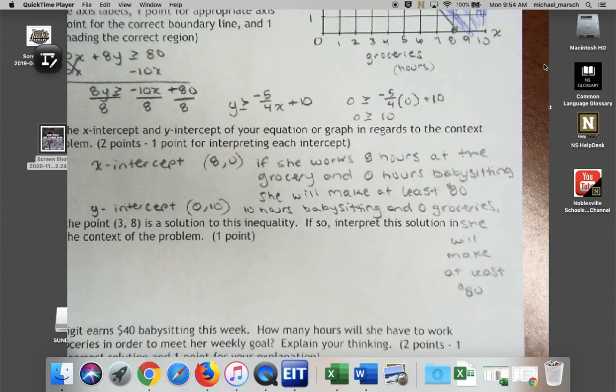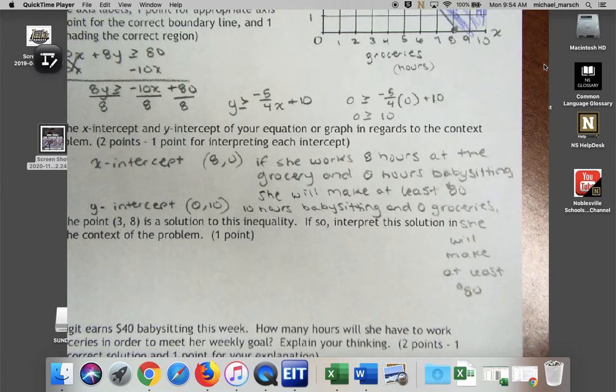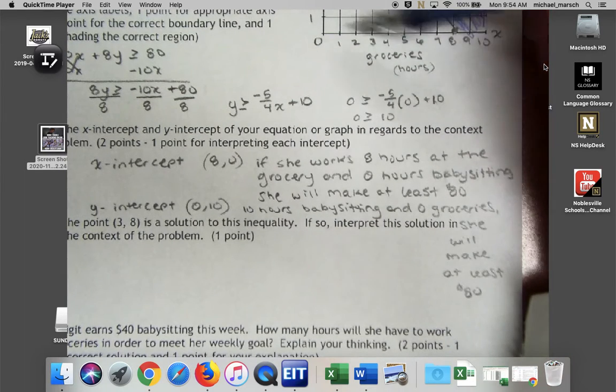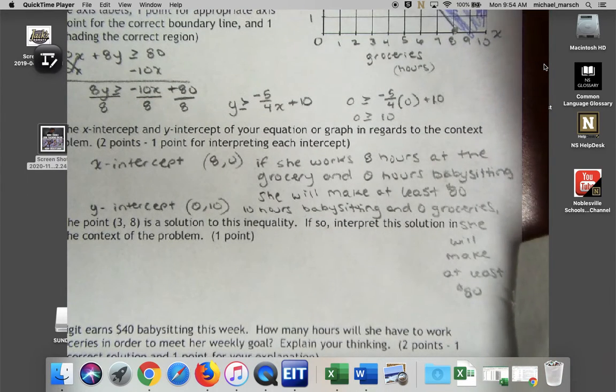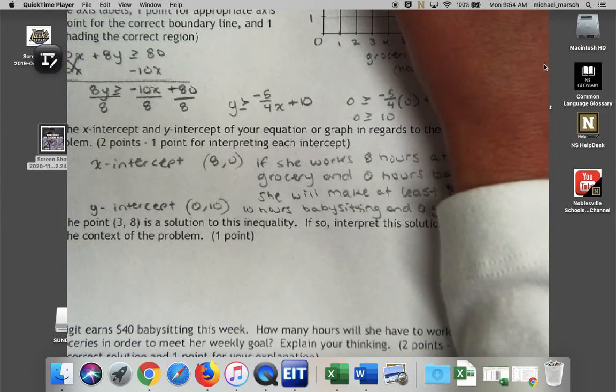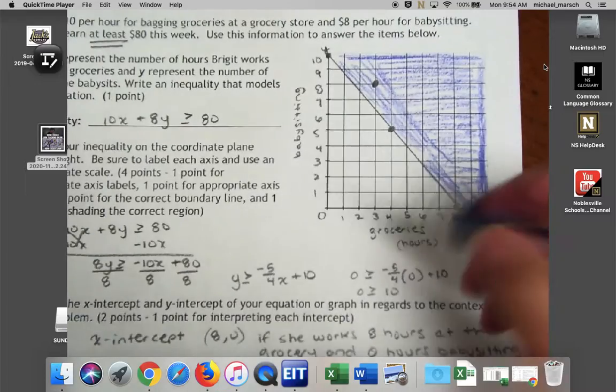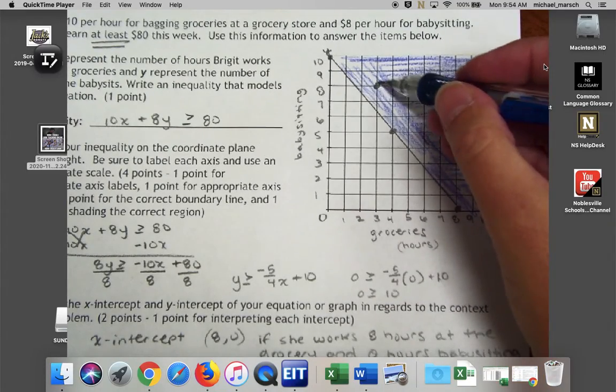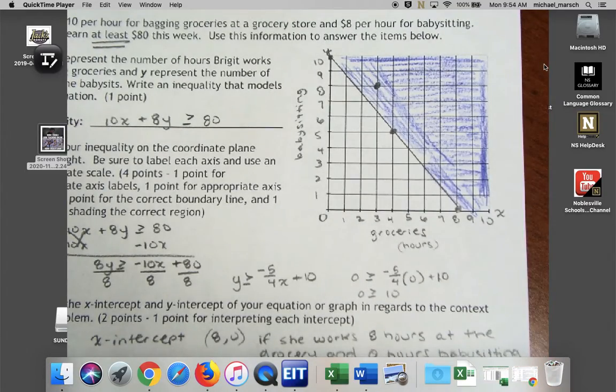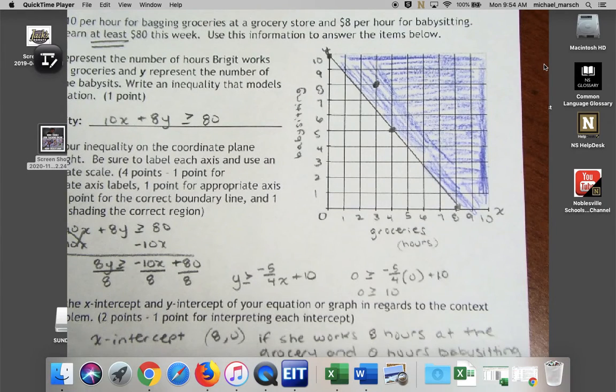Okay. Explain if the point (3, 8) is a solution to this inequality. If so, interpret the solution in regard to the context of the problem. So if I go over 3 and up 8, that puts me right here. So oopsies, you guys can't see that. So if I go over 3 and up 8, is that a solution? Absolutely. It's in the shaded area. So yes, this is a solution.